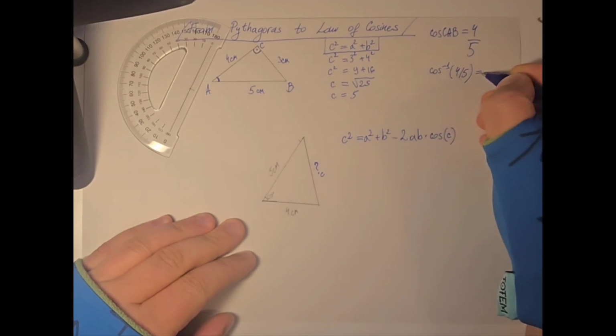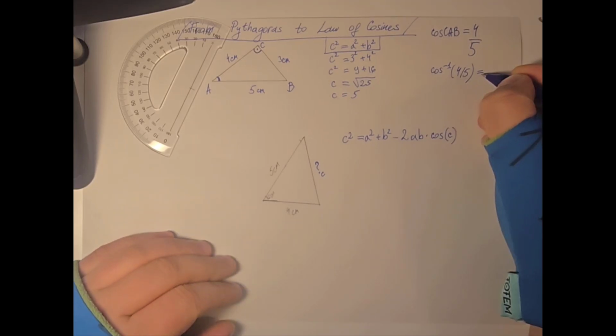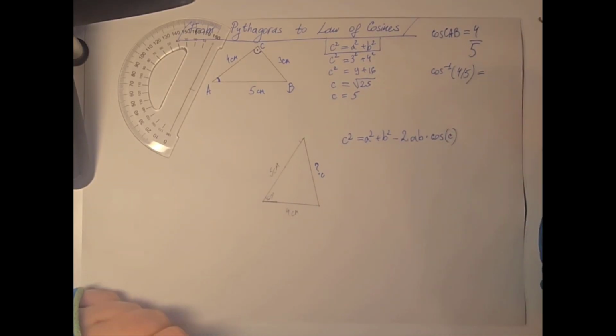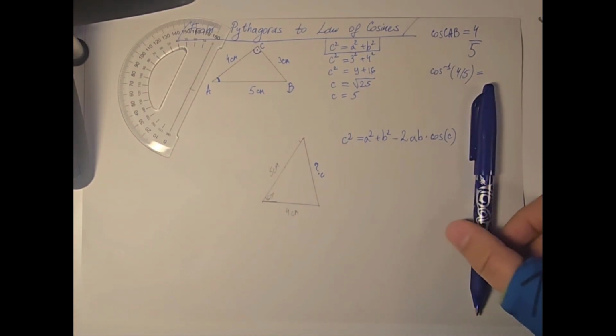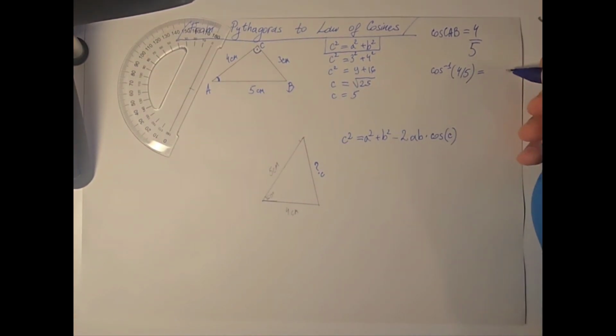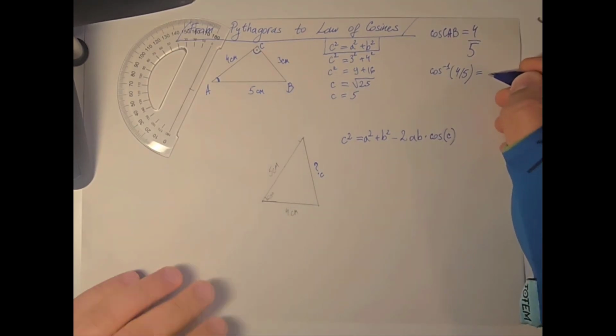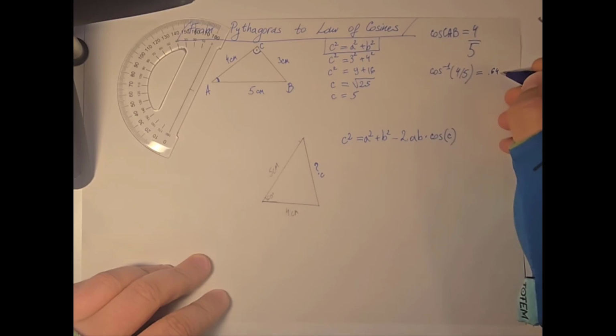Okay, so what is this equal to? Well, 4 divided by 5 is pretty much not -8, it's .8. And if you have some kind of fancy calculator, you would see that the answer is .64. So it's .64, but it's in radians.